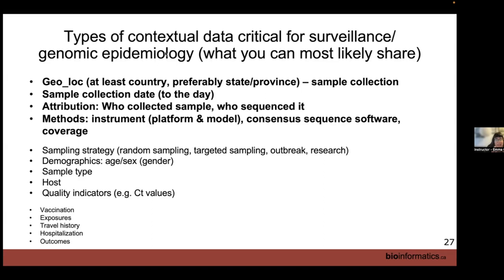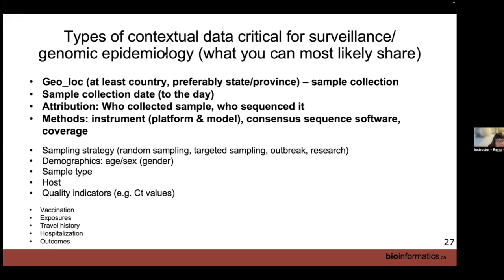Those would be things like the type of host, so probably human, but it could be something else. The location of sample collection, at least to the country, preferably to the level of the state or the province. The sample collection day, preferably to the day, not to the year or the month. Who collected the sample, who sequenced the genome, a little bit about methods. All these pieces of information will probably get you pretty far in terms of understanding where a pathogen is circulating in a region. As we move down the slide, the next set of data types are very useful, but maybe more difficult to obtain or share.